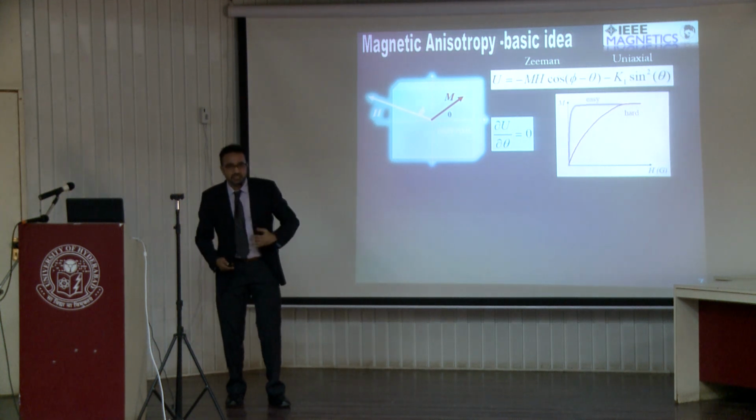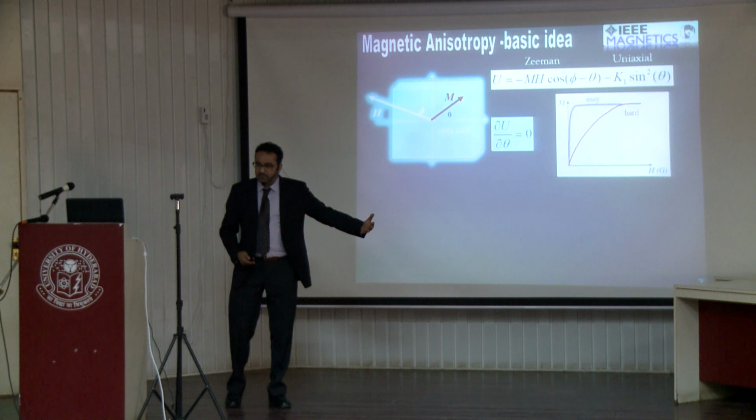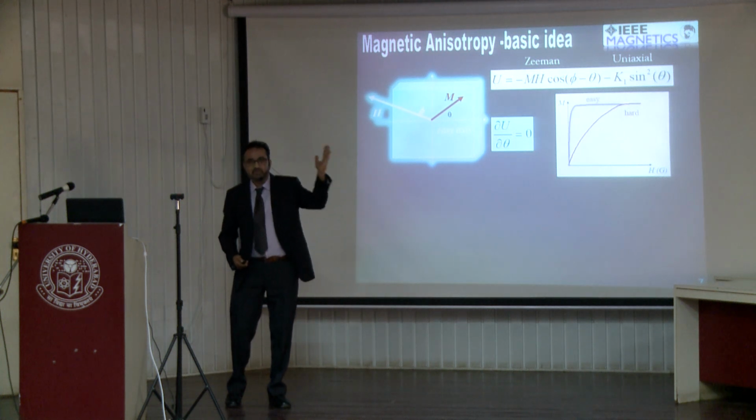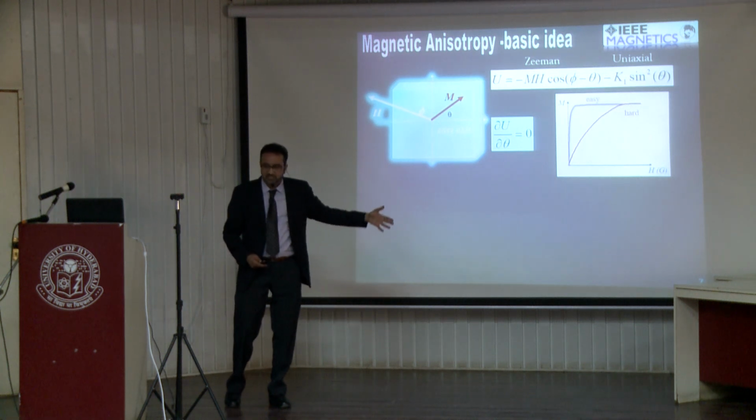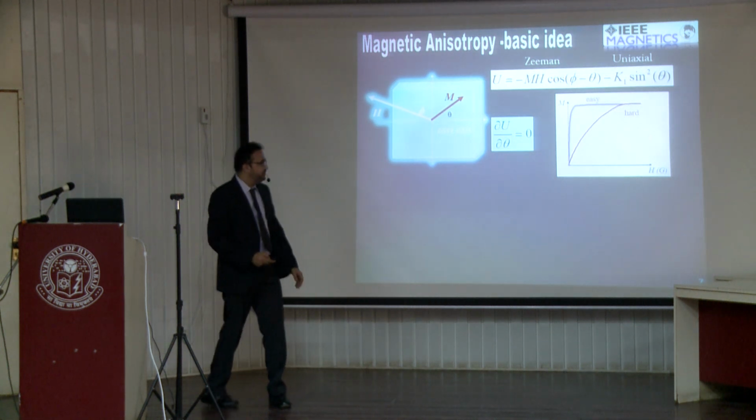Okay, so as you increase the external field, the Zeeman term will dominate, and then eventually the moments will be in line with the applied field. So we call that saturation. That explains the hysteresis loop that many of you are familiar with in a ferromagnet.